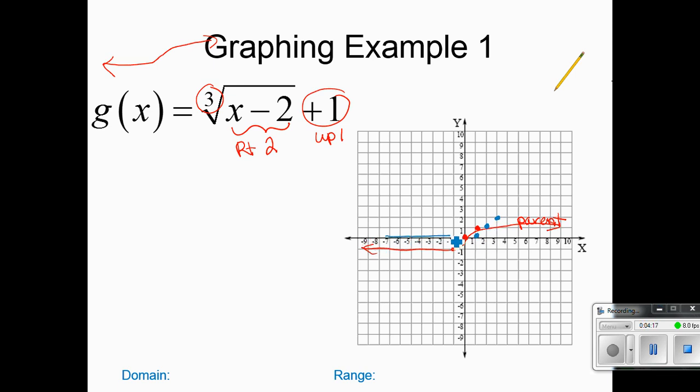And I would draw in that same wavy shape, okay? There is my new cube root graph. This is the g of x that we just graphed. That's how it moved. So we're identifying that shift.